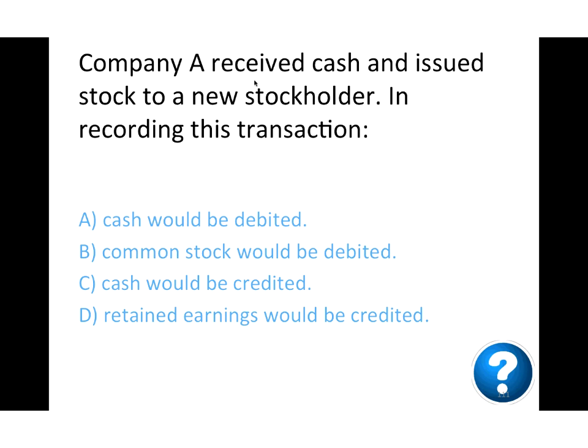Okay, company A received cash and issued stock to a new stockholder in recording this transaction. So I'm going to do the journal entry. I'm going to ignore all those answers because quite frankly those answers can be confusing to me. So I'm going to say, okay, I received cash. Cash is an asset. To increase cash, I debit cash. The other side, I issued stock. That's common stock. Common stock is an equity account. I'm increasing it, so I would credit common stock.